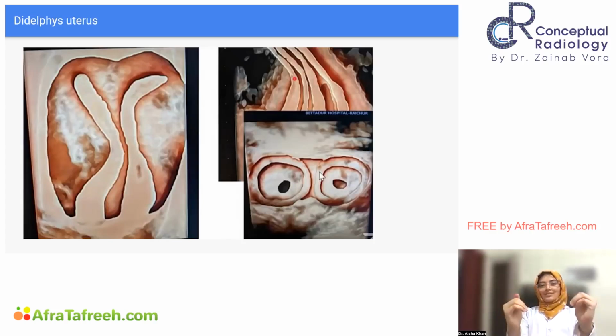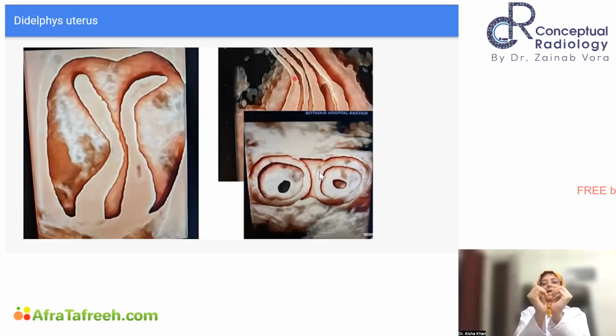So didelphous, bicornuate, and this is my septate. Two cavities separated by a septum in between. External contour is going to be flat or even convex. Okay. Didelphous, bicornuate, and septate. So this is didelphous.